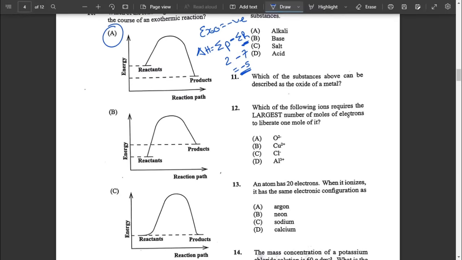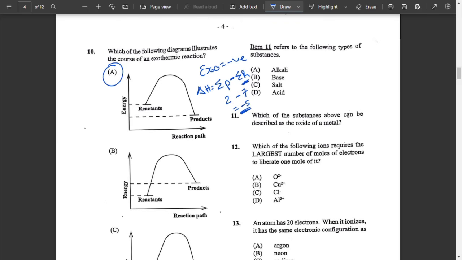Item 11 refers to the following types of substances: alkali, base, salt, acid. Question 11. Which of the following substances above can be described as the oxide of a metal? And if you can recall, the non-metals form the acidic oxides. The metals form the basic oxides. All right, so it is B. Number 11 is B.